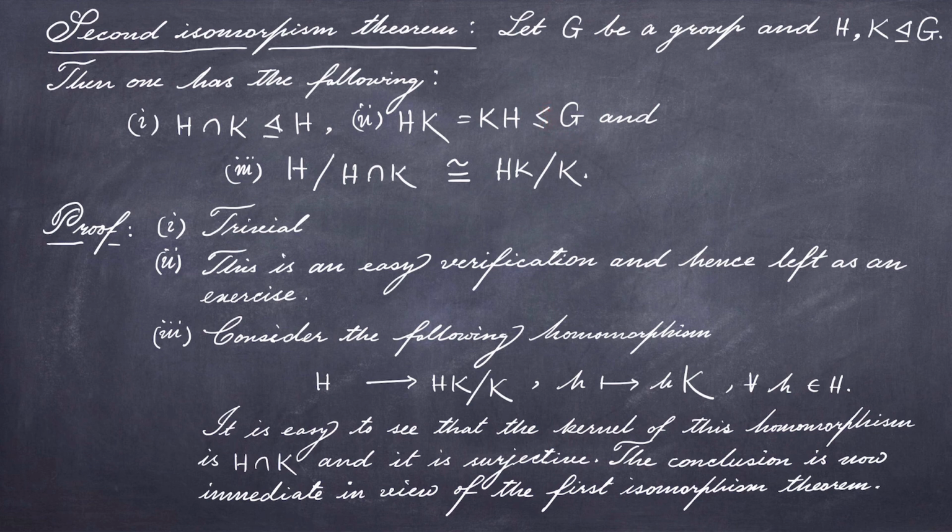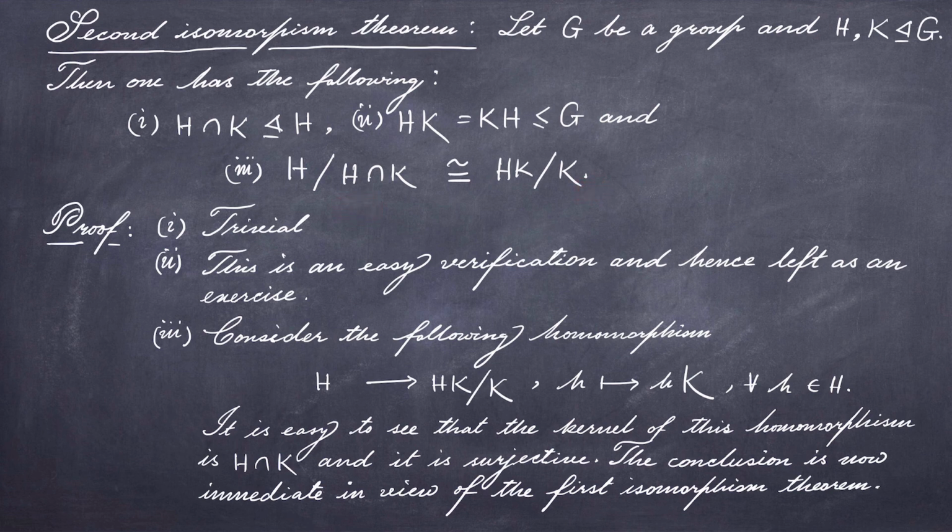But in this theorem we don't actually need that. The important part is that when these are normal, this is indeed going to be a subgroup. This subgroup contains both H and K. Since K is normal in G, K is also normal in this subgroup HK. Hence it makes sense to talk about HK modulo K. On the other hand, we have H modulo H intersection K. The second isomorphism theorem says that these two factor groups are isomorphic.